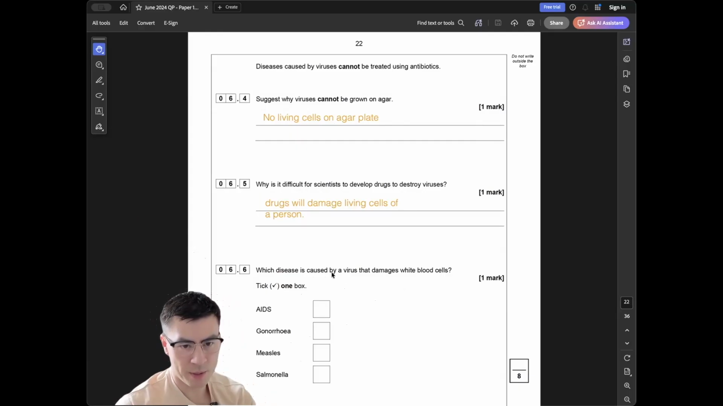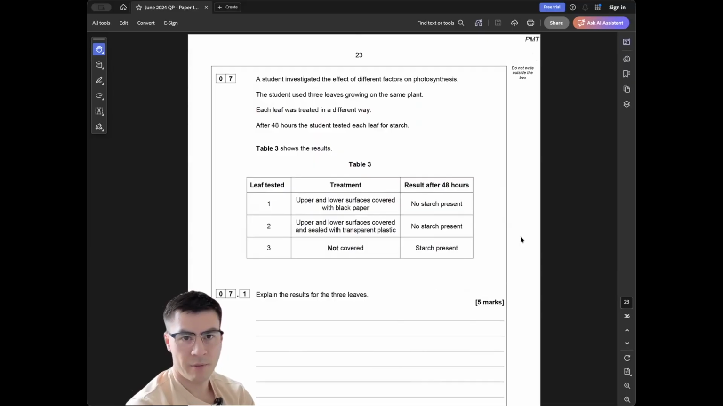Which disease is caused by a virus that damages white blood cells? 咁我哋講緊 virus，咁一定係 gonorrhea 同埋 salmonella 呢兩個係 bacteria。咁 virus 得 measles 同 AIDS 啫喎，咁 measles 唔係 target white blood cells，咁一定係 AIDS，因為佢係 immunodeficiency 就會 attack 我哋個 immune system，即係我哋個 white blood cells。One mark. A student investigated the effects of different factors on photosynthesis.